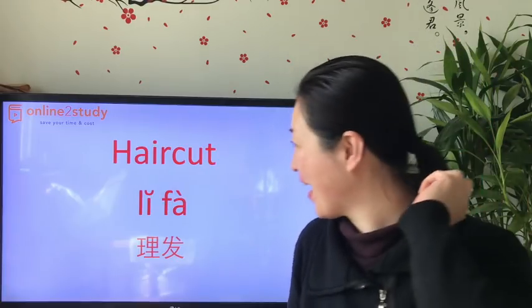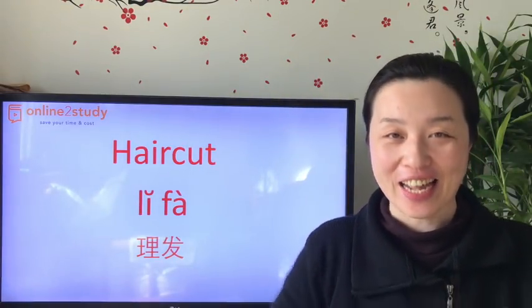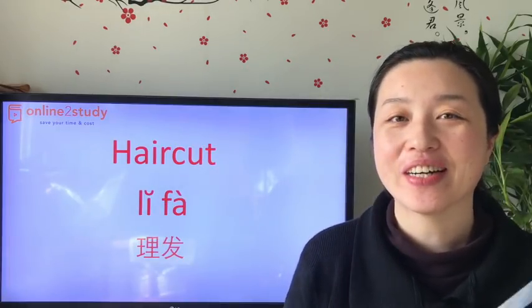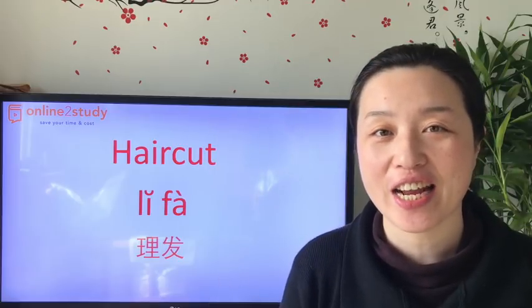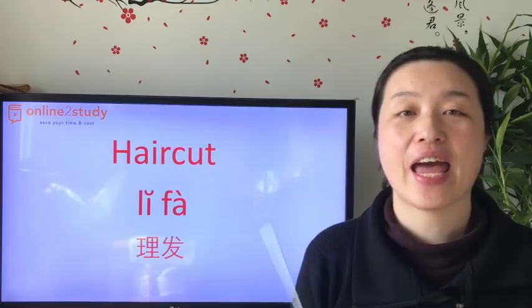Look at my hair. You see the difference? Today, I tied up my hair, right? So, what are we going to learn today? Today, we learn haircut. How to say it in Chinese? 理发. Okay, 理发 is haircut.